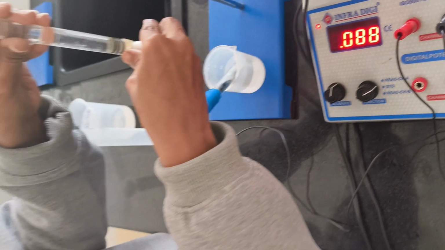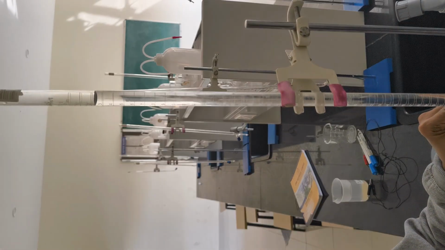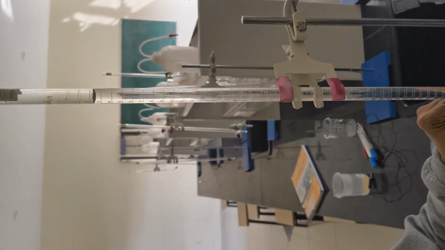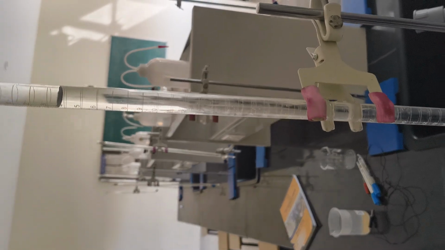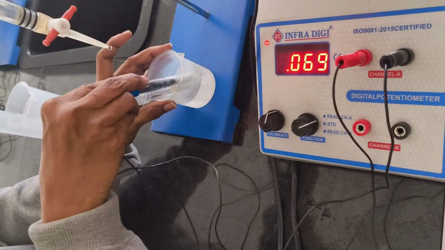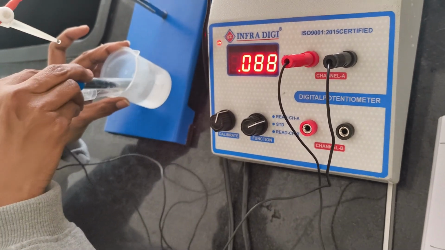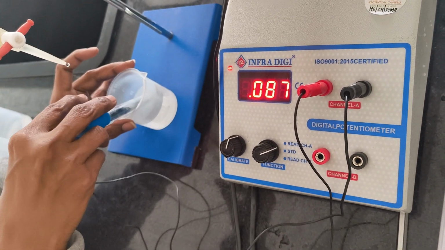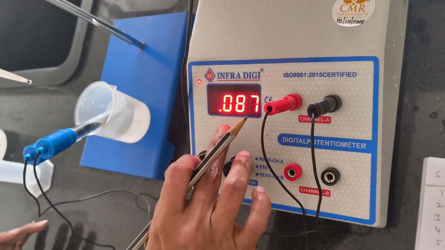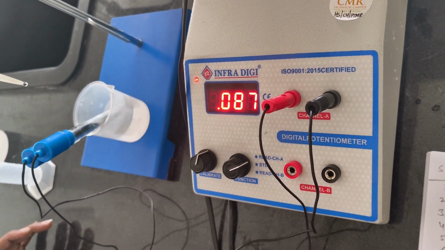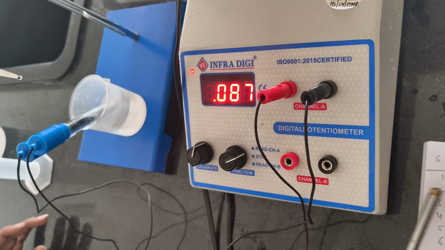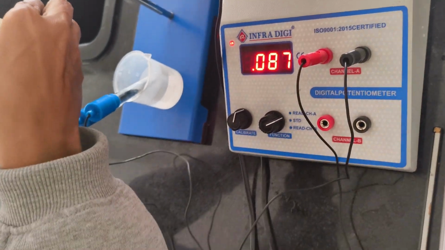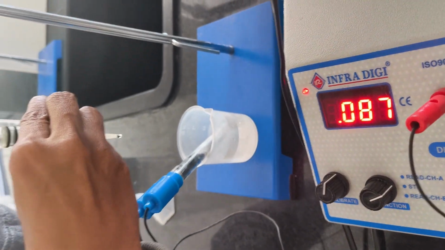Again we add 2 ml of NaOH from the burette. Next reading at 4 ml. Again we add 2 ml, slightly rotating the electrodes, and note down the EMF. Now it is 0.087. Again add 2 ml of NaOH from the burette.